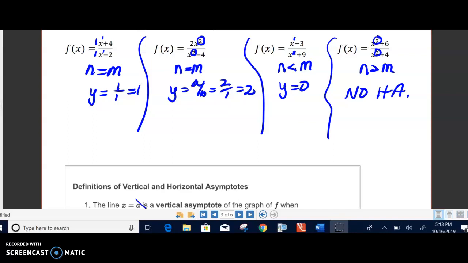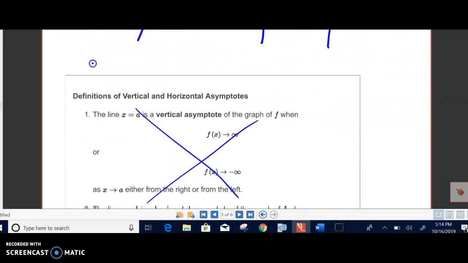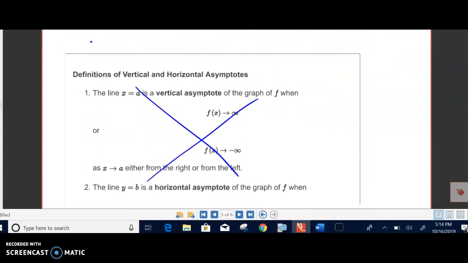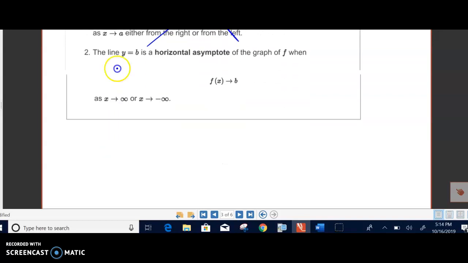Okay, let's pick up where we left off. For this last function, the degree of the numerator was 3, the degree of the denominator was 2. Since the degree of the numerator was greater than the denominator, the theorem says there's no horizontal asymptote. Okay, so that's the definition, don't worry about this part.